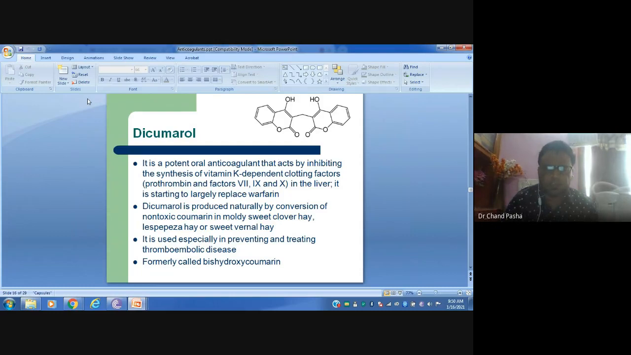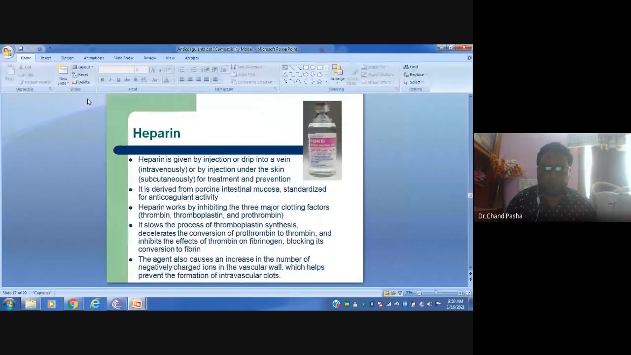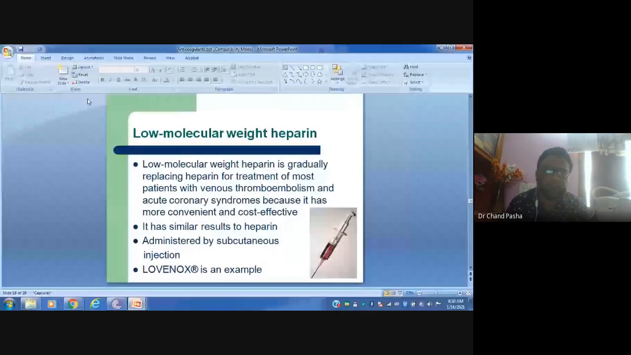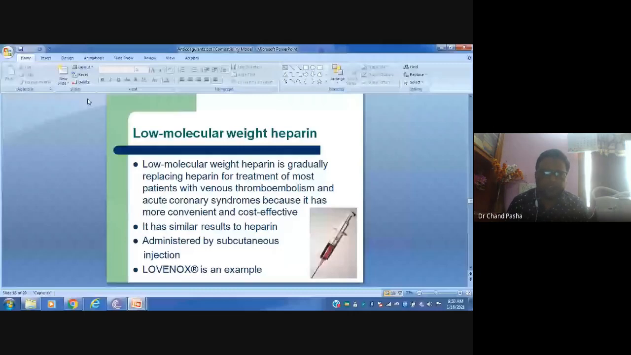Earlier it was considered as bishydroxycoumarin and heparin. Heparin is the first preferred drug because it is cheaper and it can be used in larger quantity and during surgeries, and it should be given only intravenously. And the problem with normal heparin is that it is a high molecular weight one, and once the thrombokinase is released, the heparin activity is lost. So this high molecular weight heparin may further promote the clotting of your blood once the thrombokinase is released.